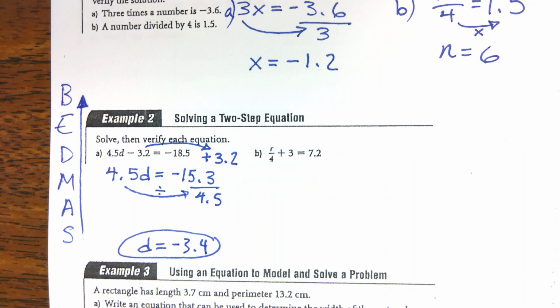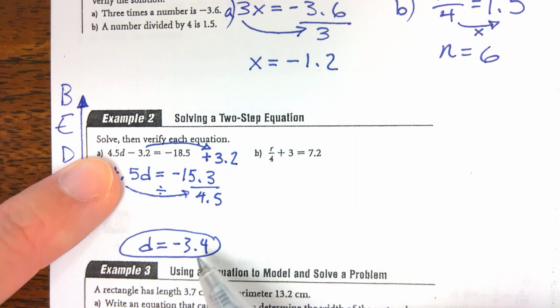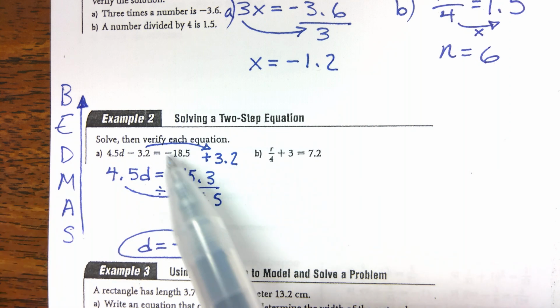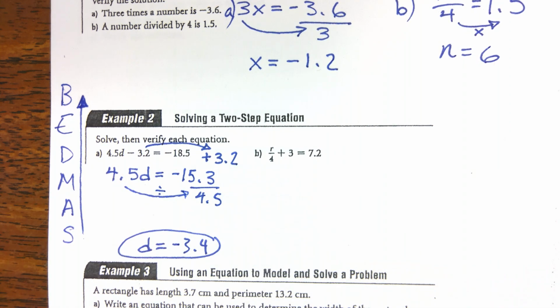Okay. And then again, if I want to check my answer, I can do 4.5 times negative 3.4 minus 3.2, and I should get my answer, negative 18.5. So this chapter, the good thing is you can actually check all your answers before you submit. You can know that you got perfect on this test before I even mark it.